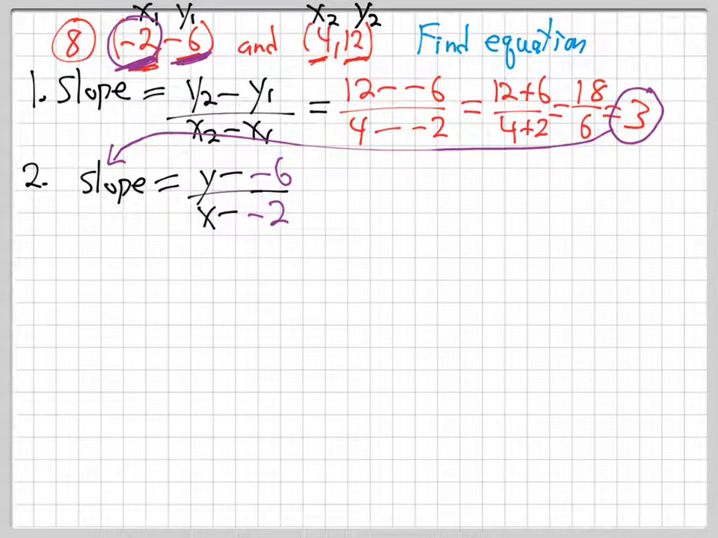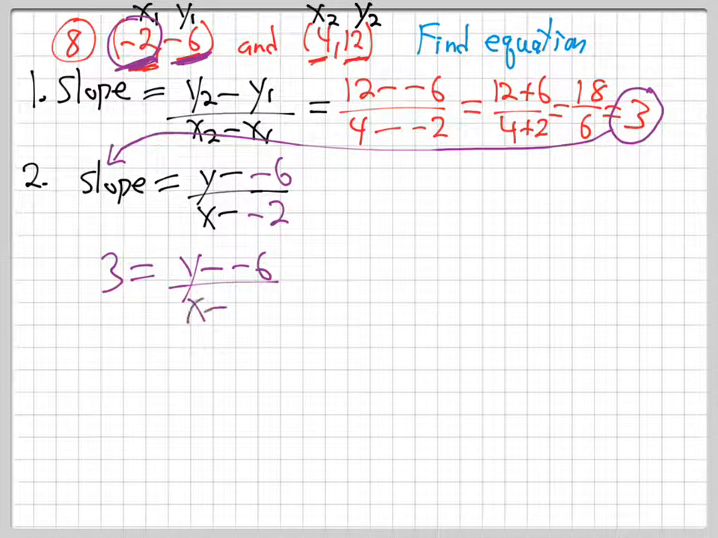Put the slope over here, so we'll have 3 equals y minus 6 over x minus, and you know those double negatives are going to become positive, right? Is that good so far? So I plugged in the slope that we found in step 1, and plugged in the numbers behind the x and the y. And now what do we do?